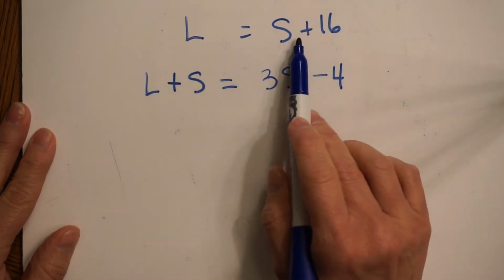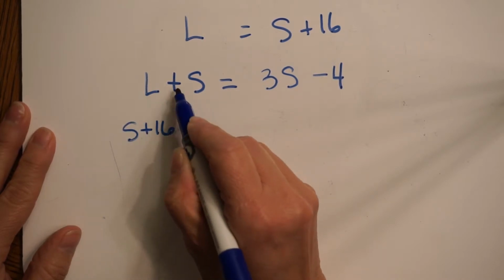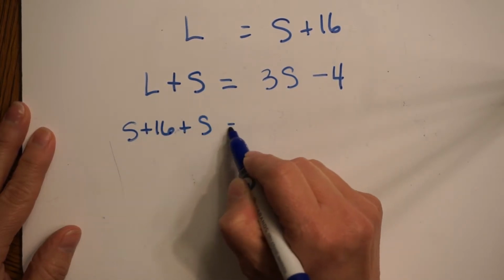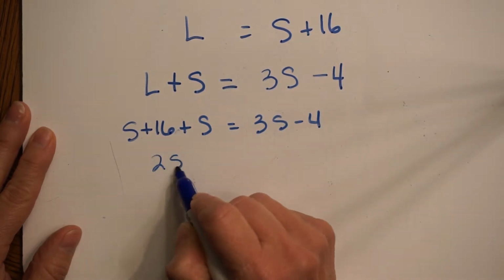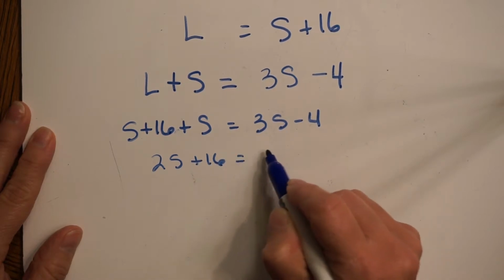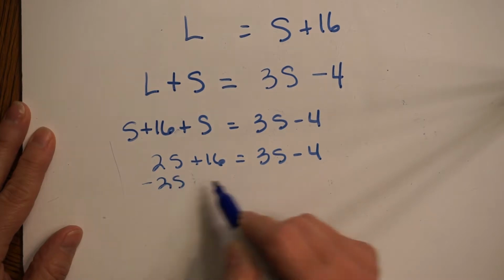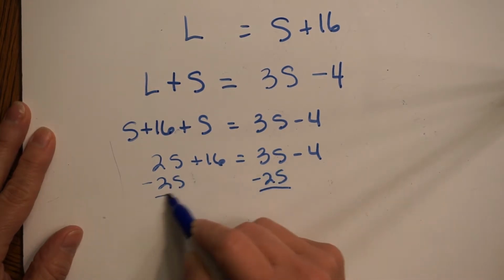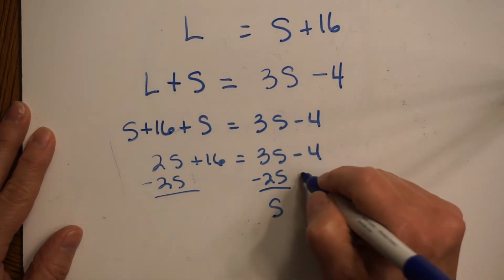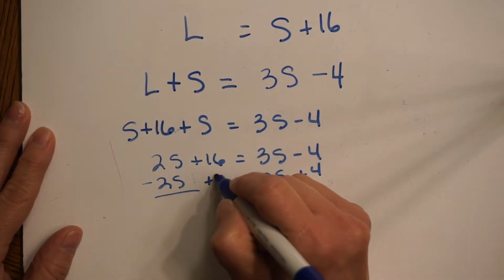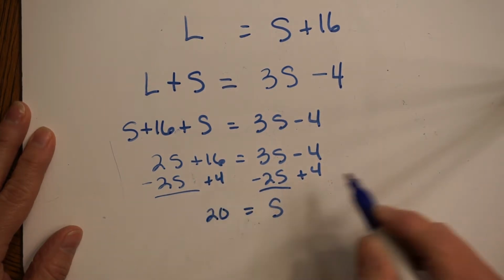So where my L is, I'm going to put in S plus 16. So I have S plus 16 plus S is equal to 3S minus 4. So I have 2S plus 16 is equal to 3S minus 4. I think I will subtract 2S from both sides. That gets my variables over to this side, so I want my constants over here. So I'm going to add 4 to both sides. And I get S is equal to 20.